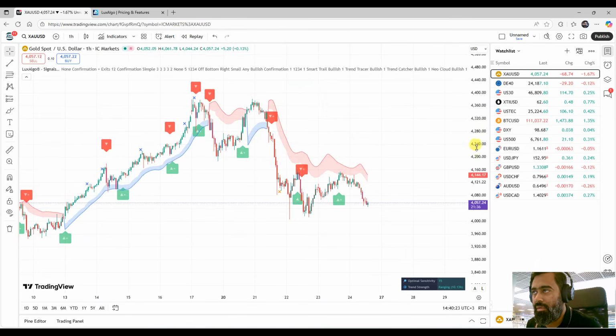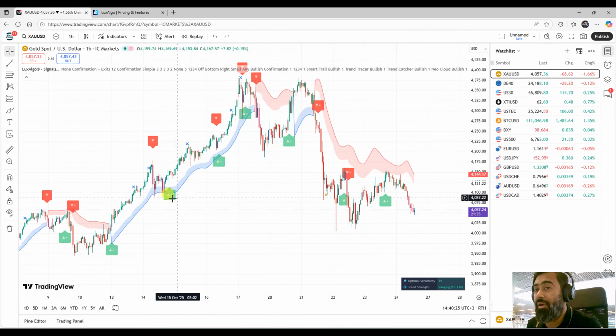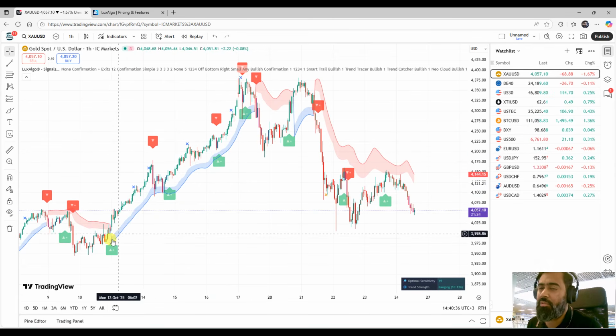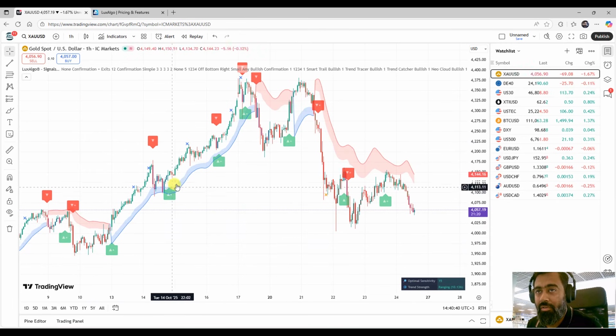So whenever I get a buy, and the Smart Trail is in blue, you have to go for the buy if you get a very strong arrow with a plus mark. An arrow means it's a buy. An arrow with the plus mark means it's a very strong buy.